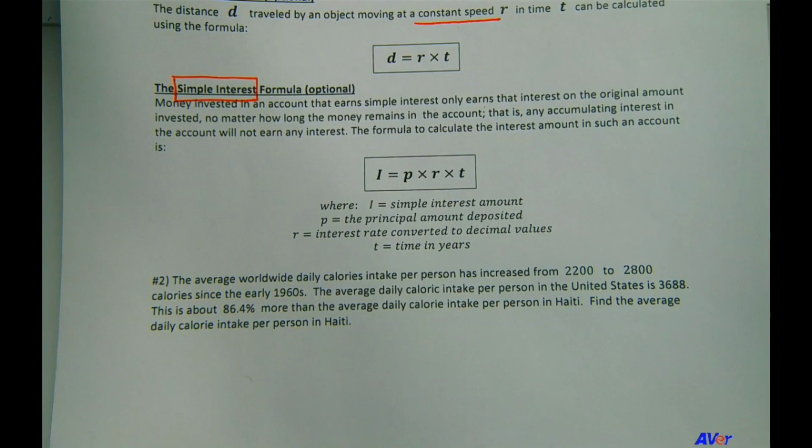So you're still after the end of the second year, you're going to earn another $50. After the end of the third year, another $50. Fourth year, $50. That's simple interest. The interest only applies to the original money that you invested, not to anything that the money is accumulating. Okay, so with simple interest, you're not going to earn interest on interest. You're only going to earn interest on the original money that you invested.